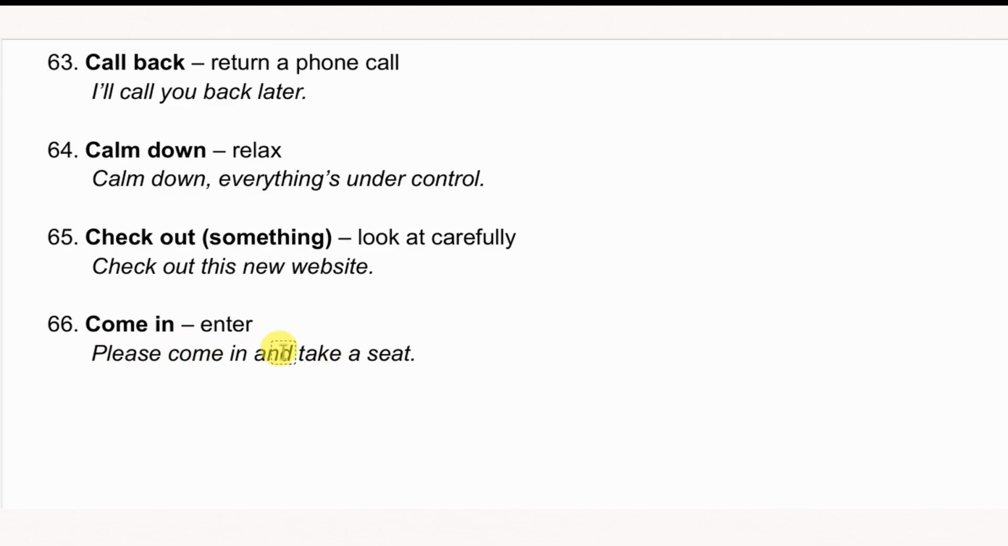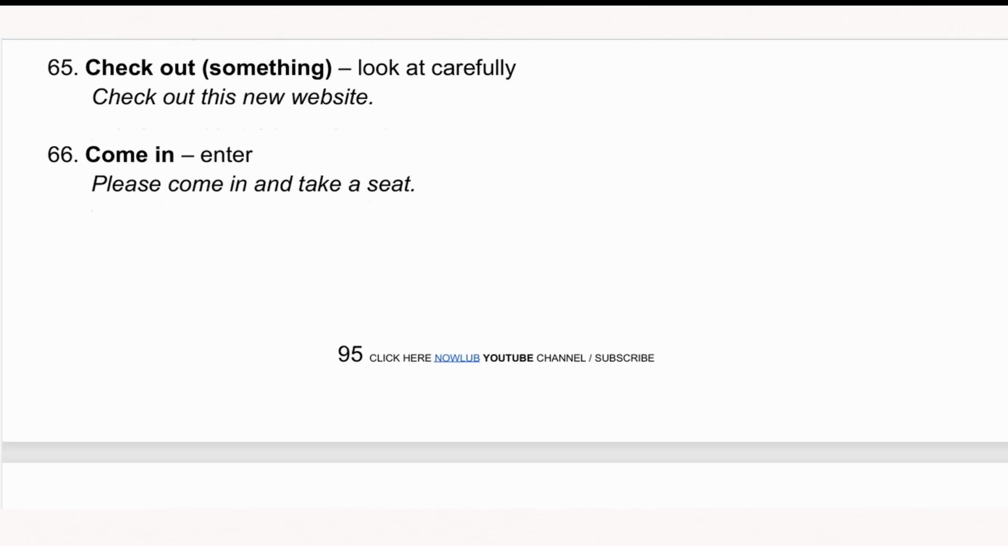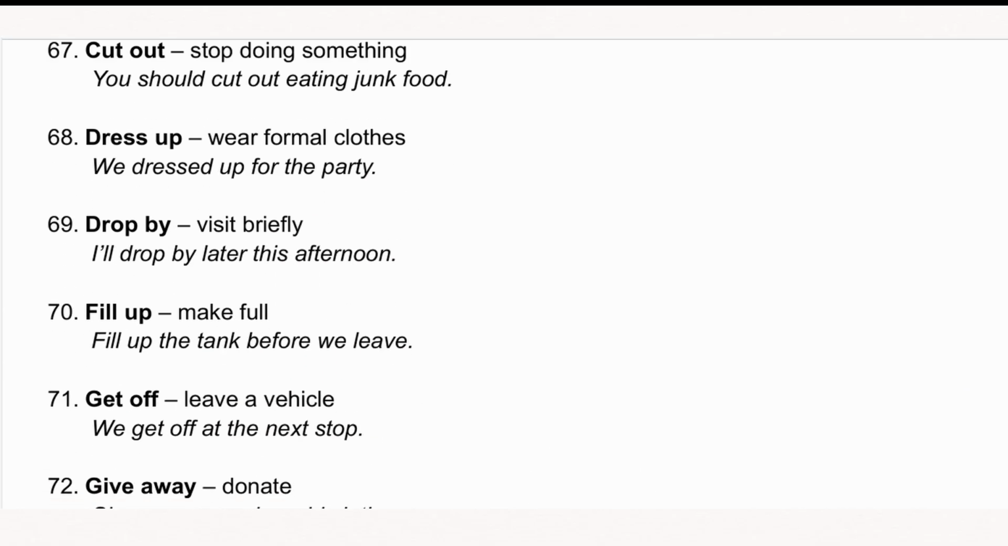66. Come in. This is to enter. Please come in and take a seat. We also have 67, which is cut out. To cut out is to stop doing something. For example, you should cut out eating junk food, means you should stop eating junk food.